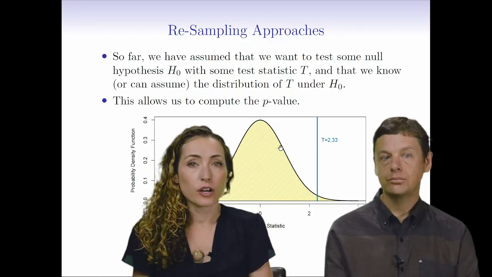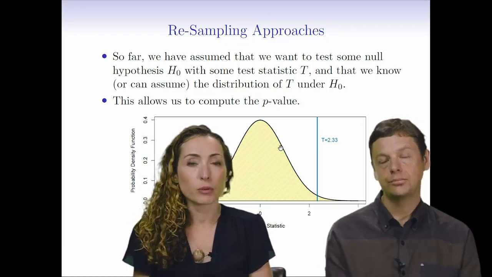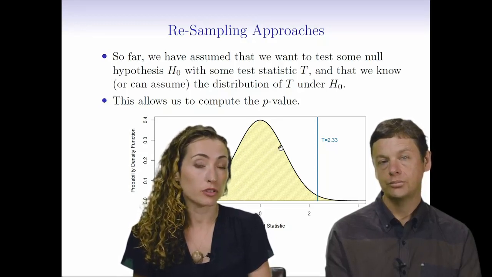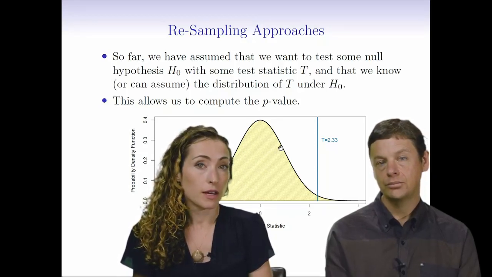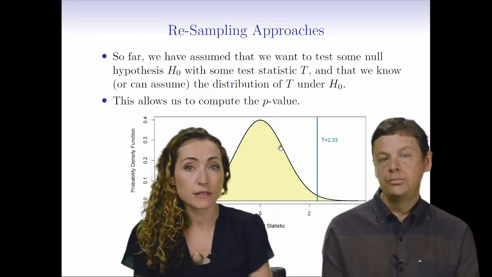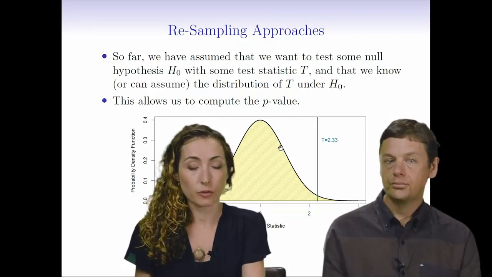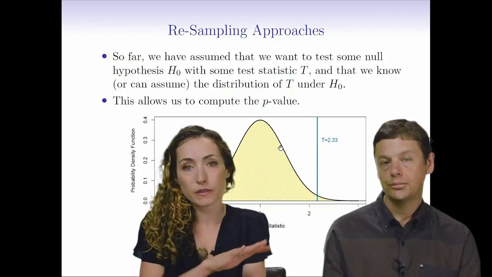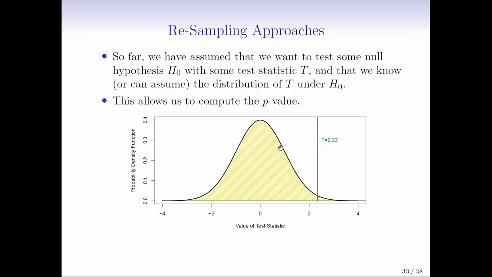Well, in this lecture so far, we've assumed that we're in the scenario where we want to test some null hypothesis H naught. We have a test statistic T. And most importantly, we know, or else we feel like we can assume, the distribution of T under the null hypothesis. And that's how we were able to compute the p-value, was by knowing the distribution of the test statistic under the null hypothesis. So remember this figure from before. And the distribution of T under the null hypothesis was this yellow curve. In this particular example, the distribution of T under the null was approximately a normal distribution.